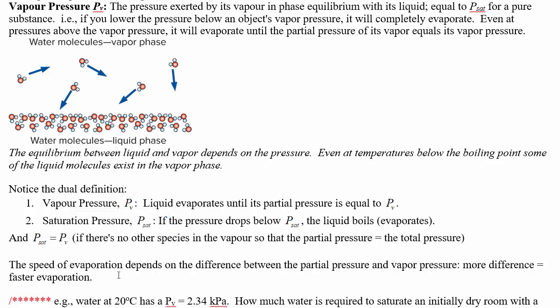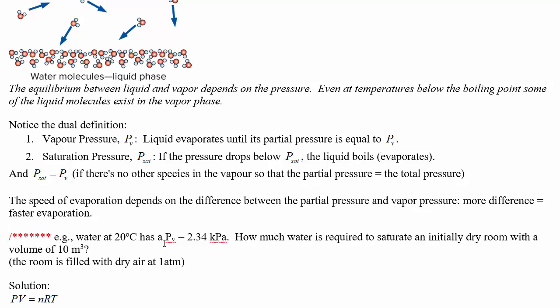The speed of evaporation depends on the difference between the partial pressure and the vapor pressure. So basically the vapor pressure is the equilibrium partial pressure that gas species will have. It's not always in equilibrium, but if you wait long enough, it's going to approach it. So for example, water at 20 degrees has a vapor pressure of 2.34 kilopascals. How much water is required to saturate an initially dry room with a volume of 10 cubic meters? You can assume that the room is filled with dry air at 1 atmosphere.